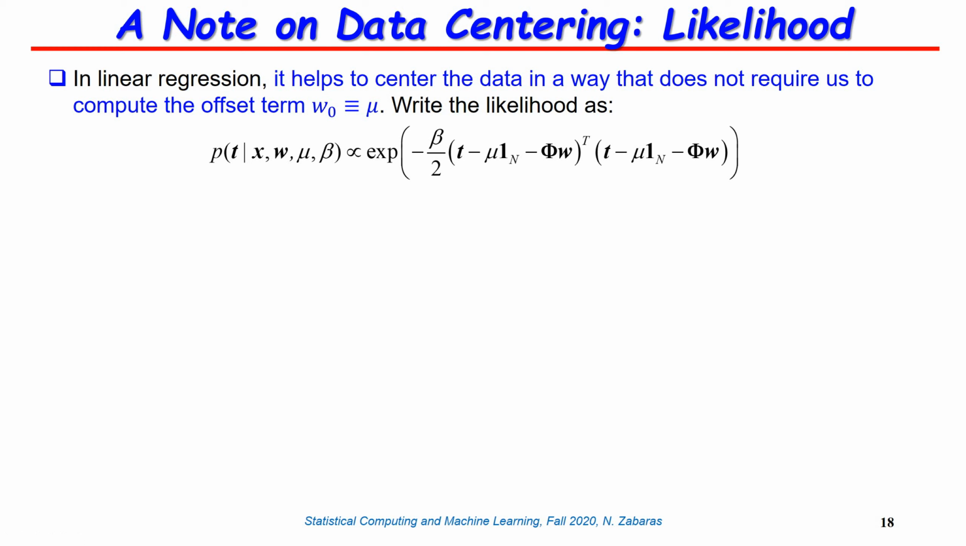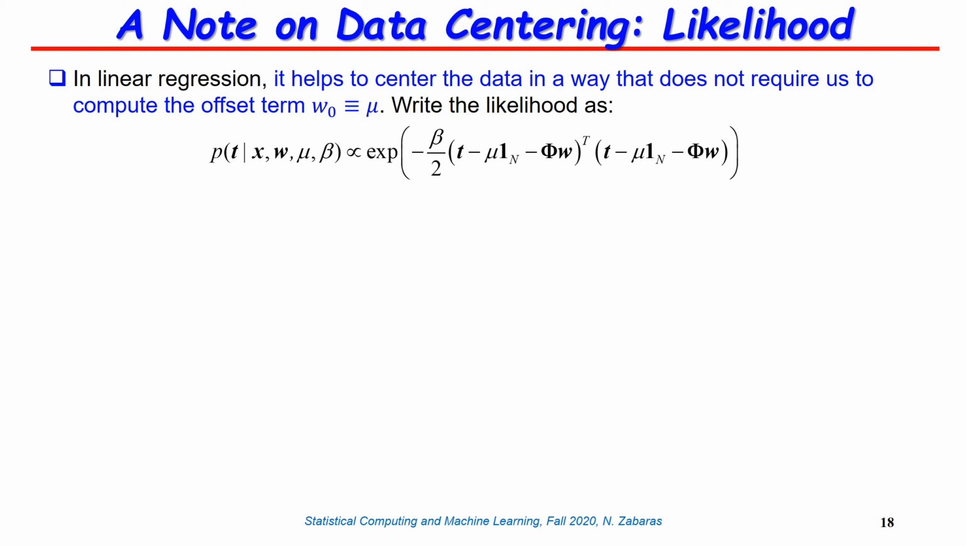Just to be consistent with the notation used in Chris Bishop's book, I call W0 equal to mu, nothing fancy. But this matrix phi that you see there only involves the basis functions phi1 to phi m minus 1. It does not involve anything from the bias term.